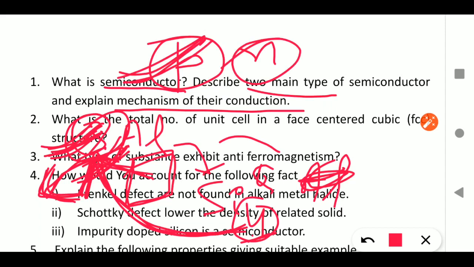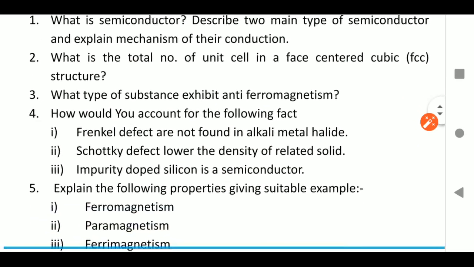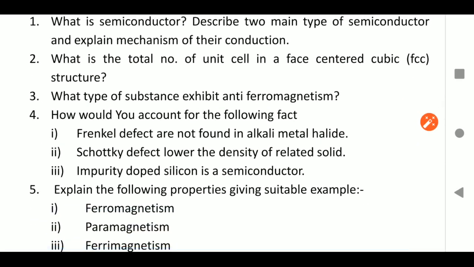And n type: suppose I take silicon, in which valence electrons are 4. Now I introduce an impurity of phosphorus. It has 5 valence electrons. If you compare the impurity with this element, you observe it has an extra electron. This extra electron can move from one place to another, so it is responsible for the conduction of electricity. This type of semiconductor is known as n type. So there are two main types. You can watch video number 8, where you will get everything about semiconductors and band theory.